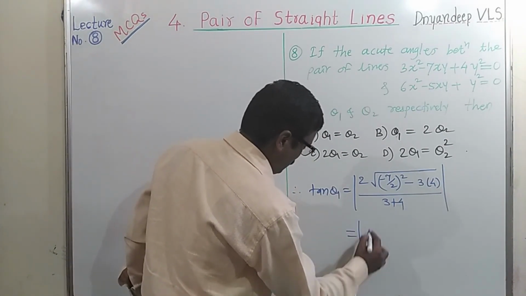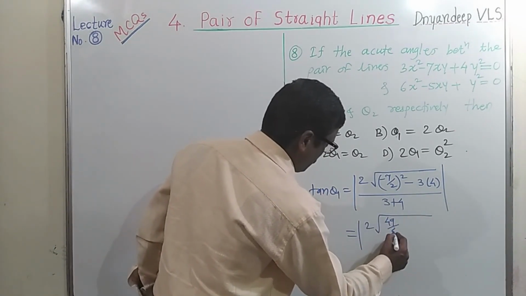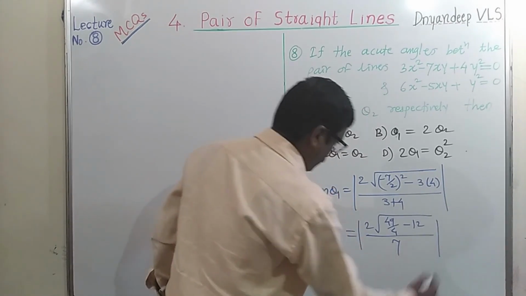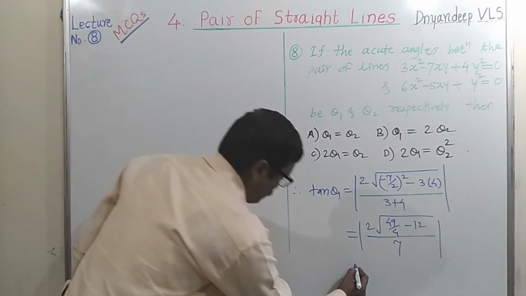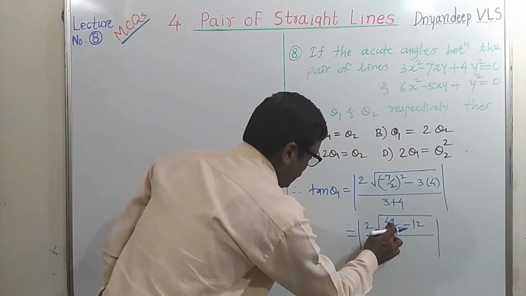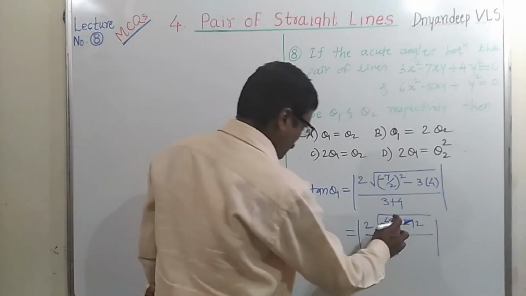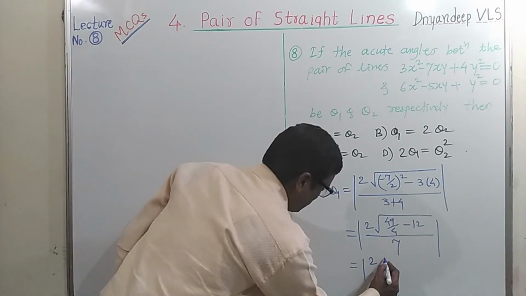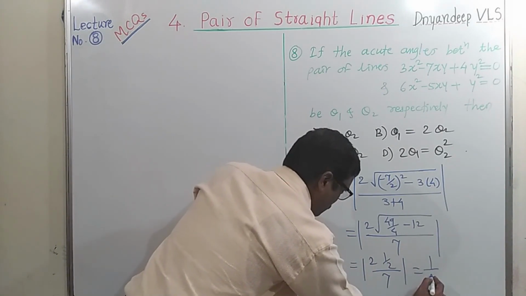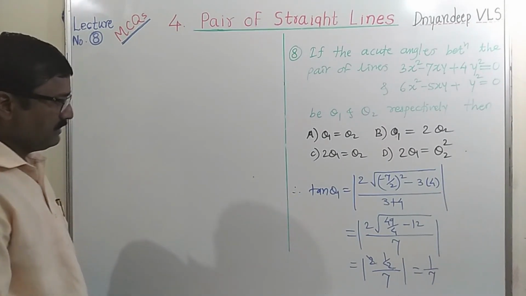So it is equal to mod of 2 root 49 by 4 minus 12, divided by 7. So it is equal to mod of 2 root, 49 minus 12 into 4, that is 48. So 49 minus 48, that is 1 by 4. So it is half, again upon 7. So it is equal to 1 upon 7, 2 gets cancelled. So tan theta 1 is equal to 1 by 7.